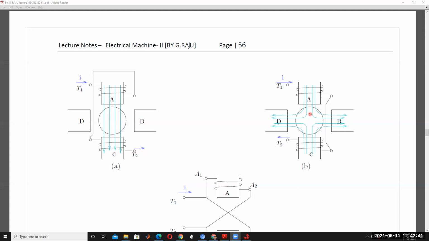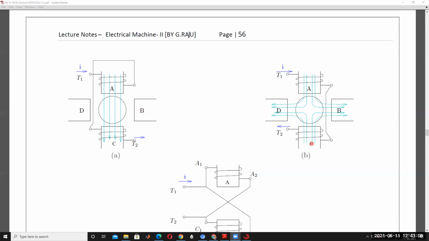So what happened? This flux is diverted in this manner. About 50% of the flux is diverted to pole B and 50% of the flux is diverted to pole D. That means these pole phases are acting as poles here, but here these pole phases are not acting as poles. That's why this is called a 2-pole machine and this is called a 4-pole machine.